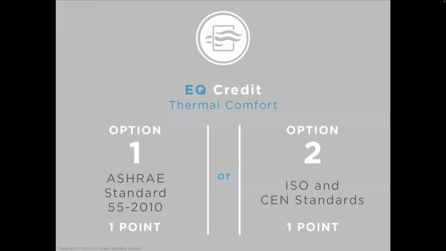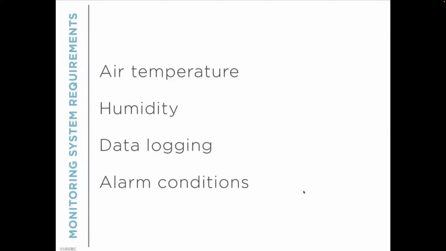All right, thermal comfort. So again, this is another ASHRAE one, ASHRAE 55. That's for thermal comfort. If you meet those requirements, and again, ISO and CEN, those are for European standards, most likely. So you want to monitor air temperature, humidity, and data. Again, there's no point in collecting data if you can't log it and look at it. So that's what your building management system can do.